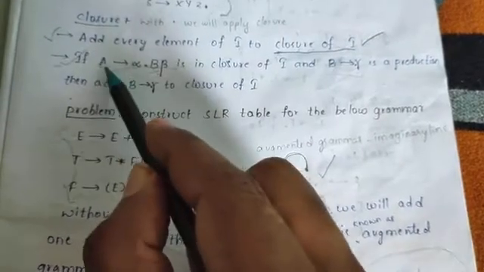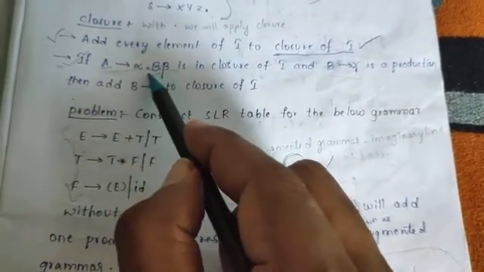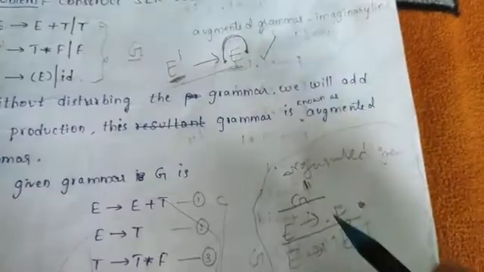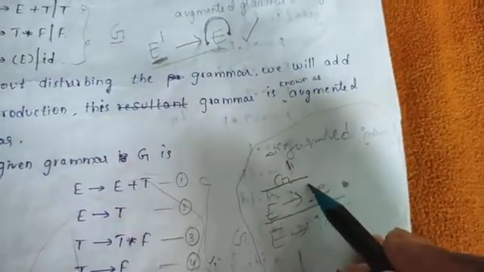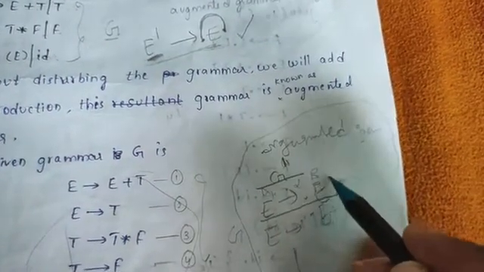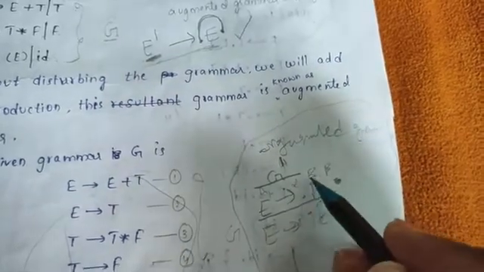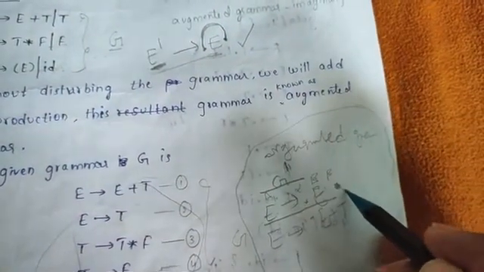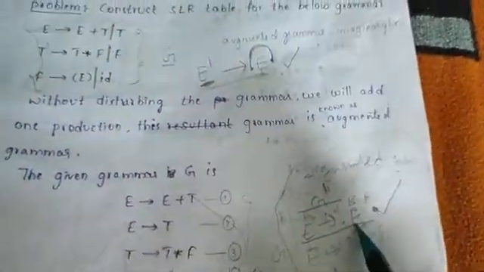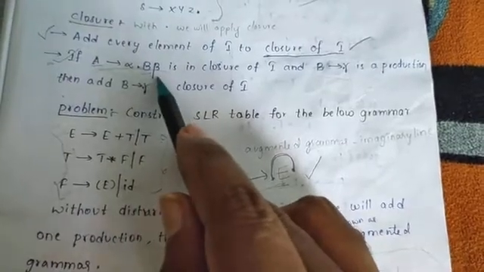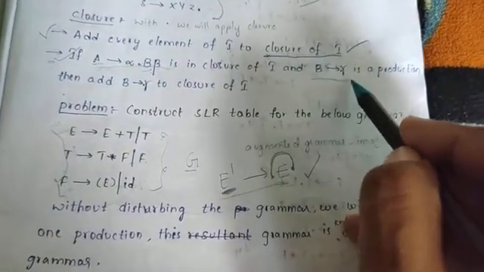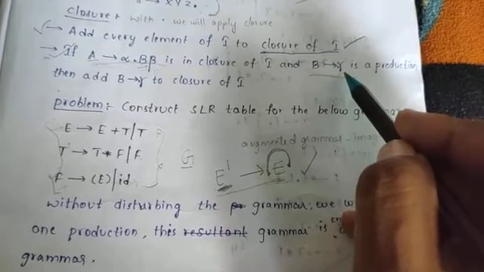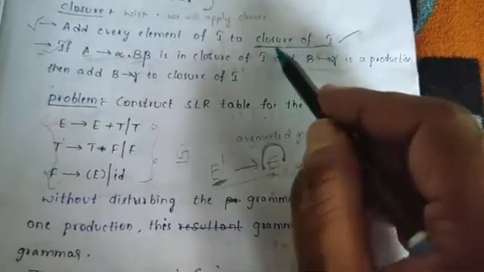That means if any production A tends to alpha dot B beta, here this is A and this is alpha, this is B and this is beta. Here dot B, that means alpha dot B, like that this production will be there. So this will accept this condition. For that reason, if any production is like that, then we will add B tends to gamma production in this closure.